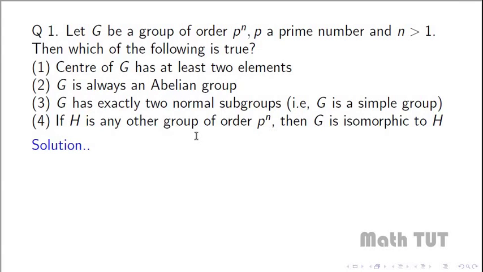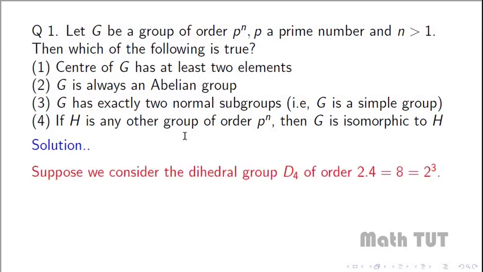And the fourth one is that if H is any group of order P power n, then G is isomorphic to H. That means if you take G as a group of order P power n, and if you take any H of order P power n, then they are arguing that both are isomorphic. So let us move on to the solution part.